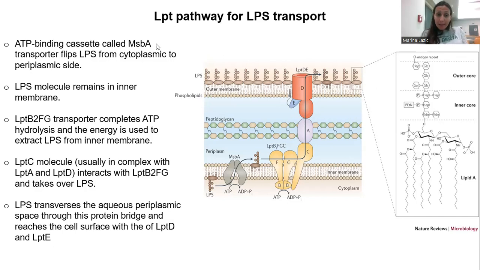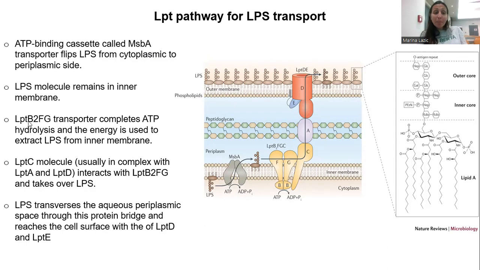There is this MsbA cassette. This is a protein, a receptor that can bind ATP. MsbA is a transporter. It actually does flipping of LPS from the cytoplasmic to the periplasmic side, and it's shown here in the picture. You see how it binds ATP, and it has ATP hydrolytic activity. Basically, LPS would then remain in the inner membrane.